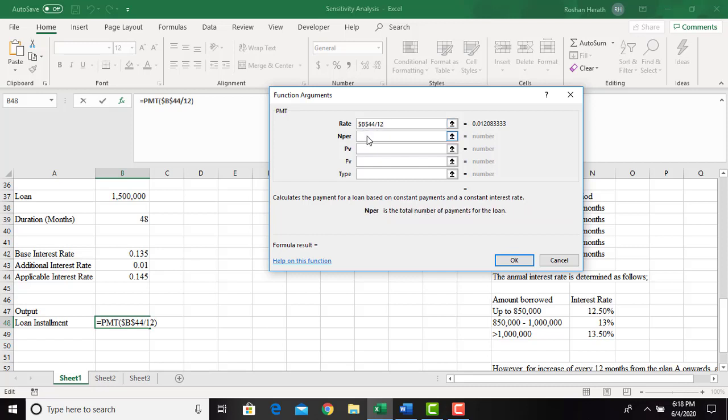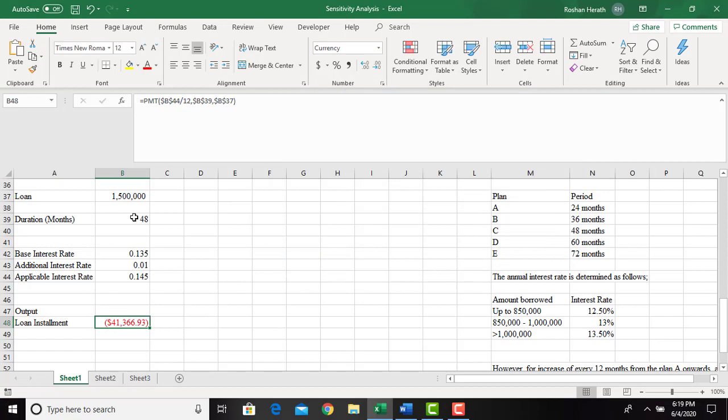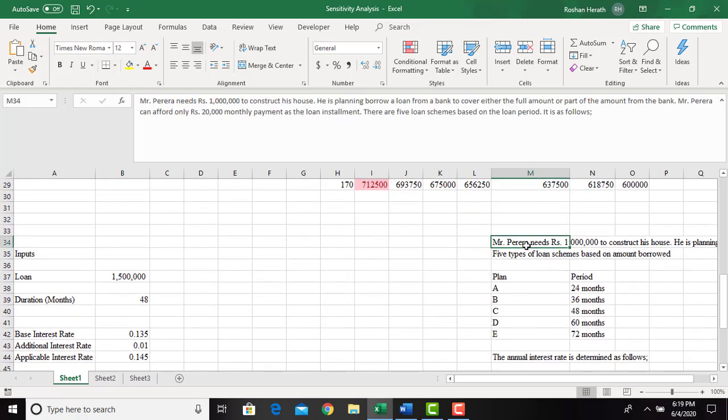Then in NPER, so how many months that involves? So in this particular case, it is 48. Then the present value, that is the loan. So you would get this, and that would be the required information. You can say, okay, so under the present circumstances, your loan installment has become 41,366.93. So which is clearly something not affordable to Mr. Pereira, because he agreed that he can only afford 20,000.